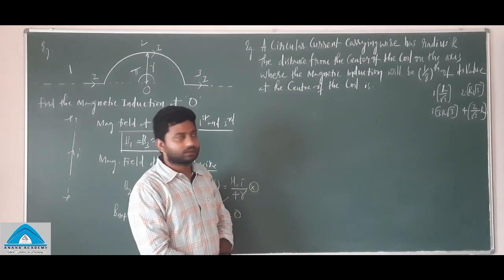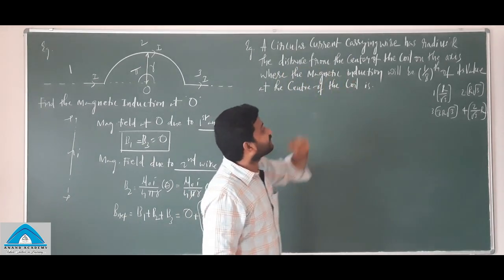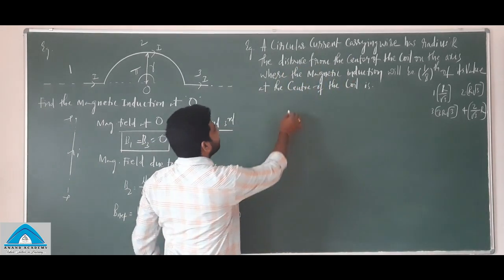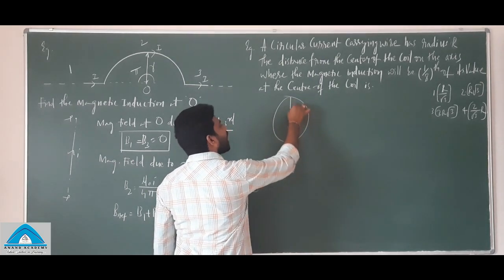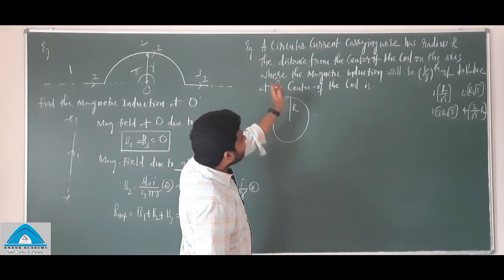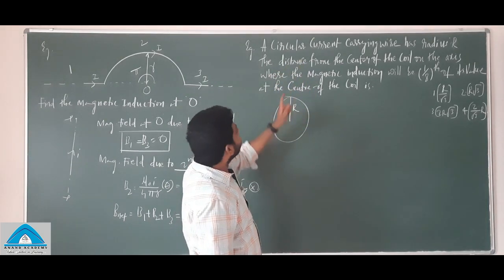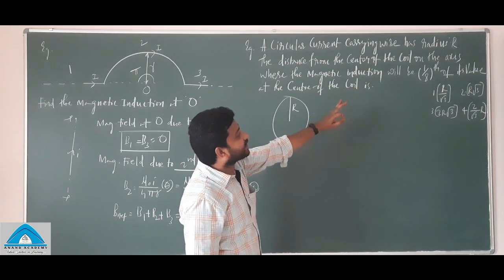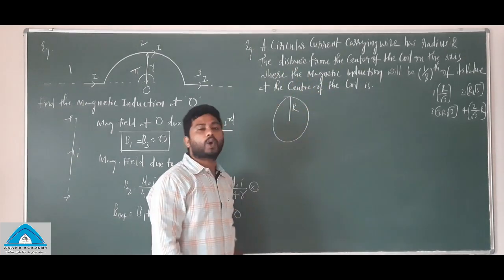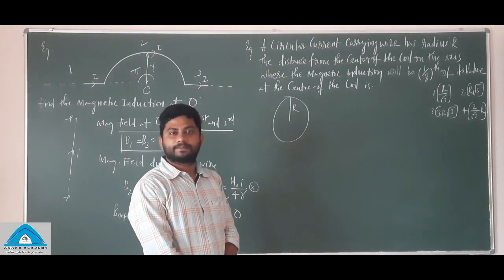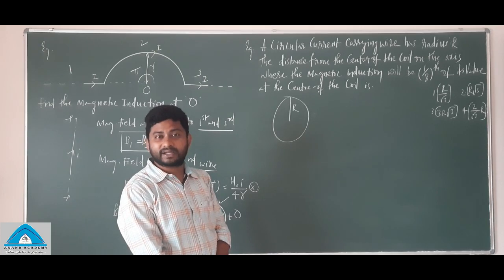Let's read the question. A circular current carrying wire has radius r. This is the circular current carrying wire of radius r. The distance from the center of the coil on the axis where the magnetic induction will be 1 by 8 of its value at the center of the coil. If you read the question once again carefully, you will understand it better.